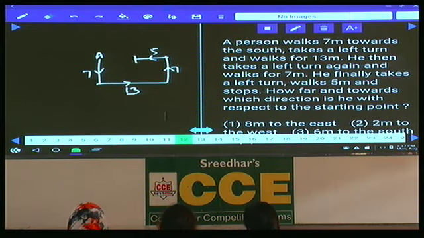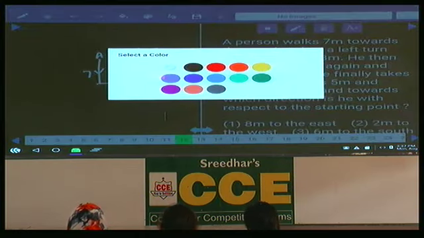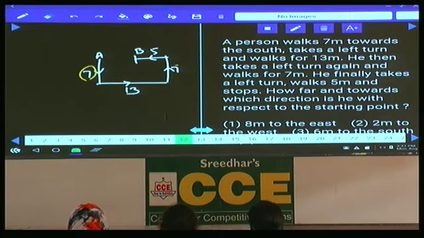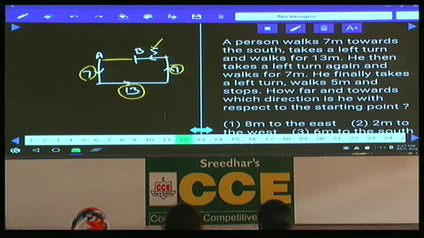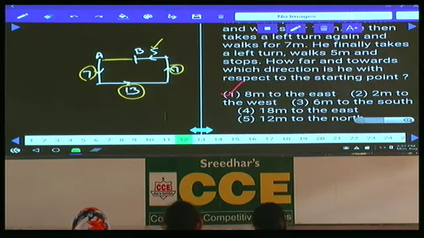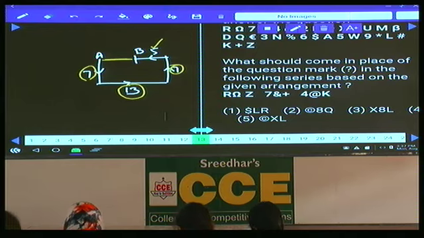A is the starting point, B is the final point. Now if you observe here, the vertical distance has become 0. 7 north and 7 south will be 0. Now you are left with only the horizontal distance. This is 13 and this is 5. These two are opposite, so 13 minus 5 is 8 meters. 8 meters towards east, choice 1. The 12th one, choice 1. Then question number 13.